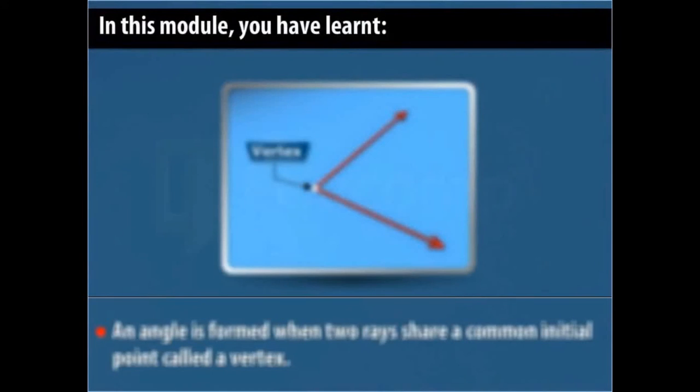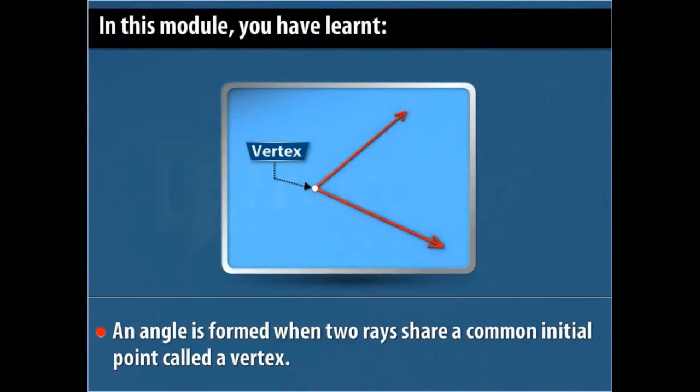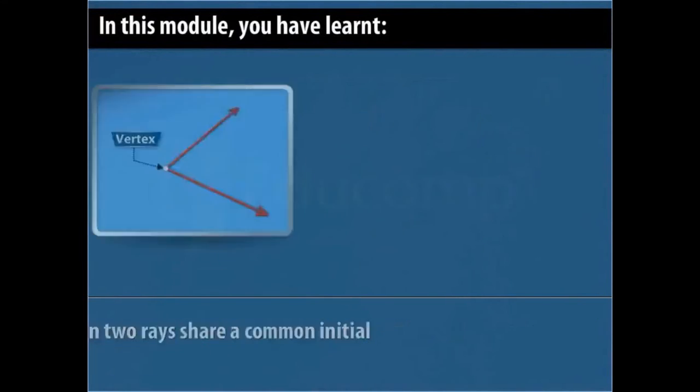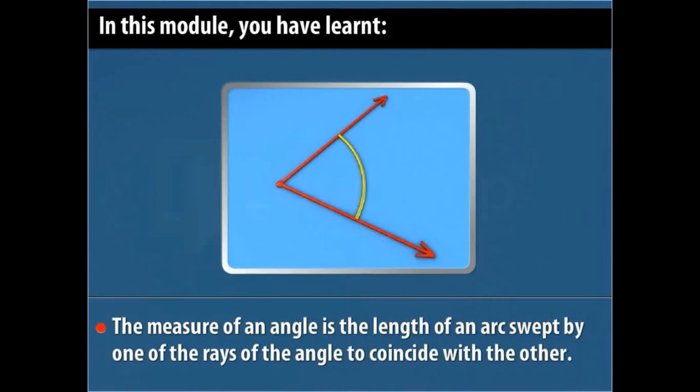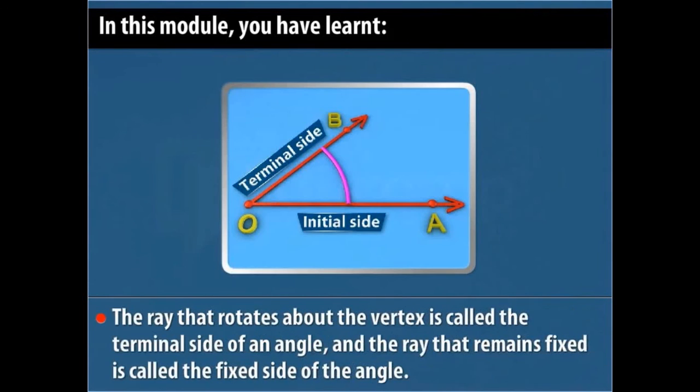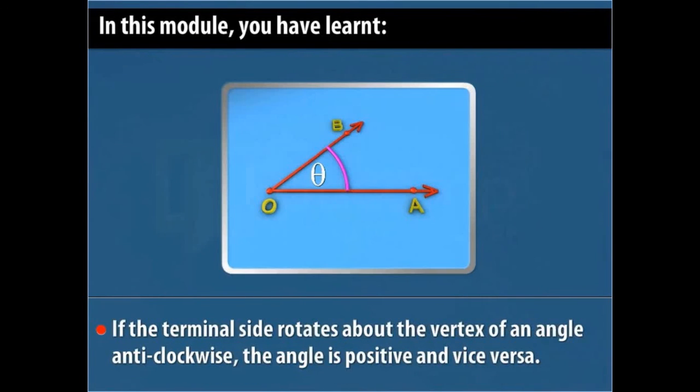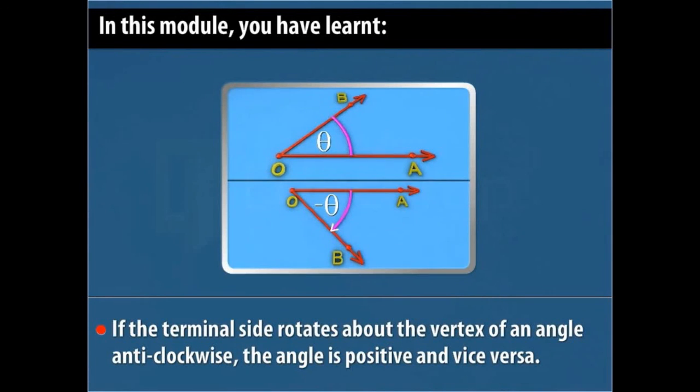In this module you have learned an angle is formed when two rays share a common initial point called a vertex. The measure of an angle is the length of an arc swept by one of the rays of the angle to coincide with the other. The ray that rotates about the vertex is called the terminal side of an angle, and the ray that remains fixed is called the fixed side of the angle. If the terminal side rotates about the vertex of an angle anti-clockwise, the angle is positive and vice versa.